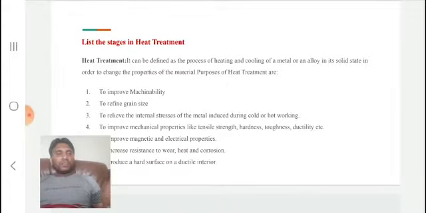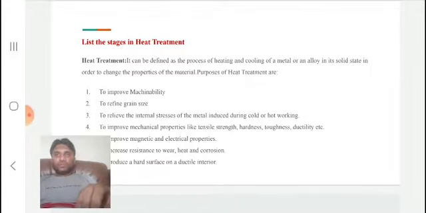Mostly heat treatment is conducted on steels in order to get the required mechanical properties. Heat treatment can be defined as the process of heating and cooling of a metal or an alloy in its solid state in order to change the properties of the material.